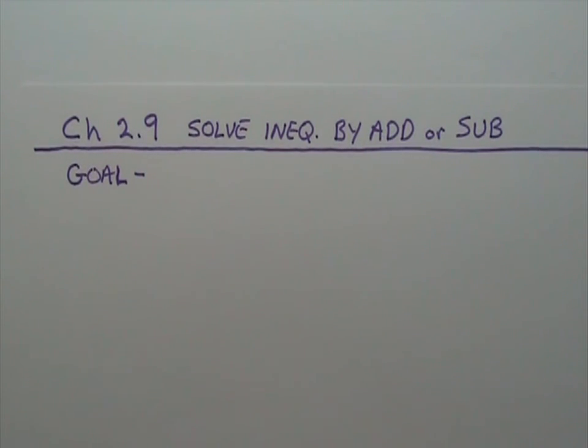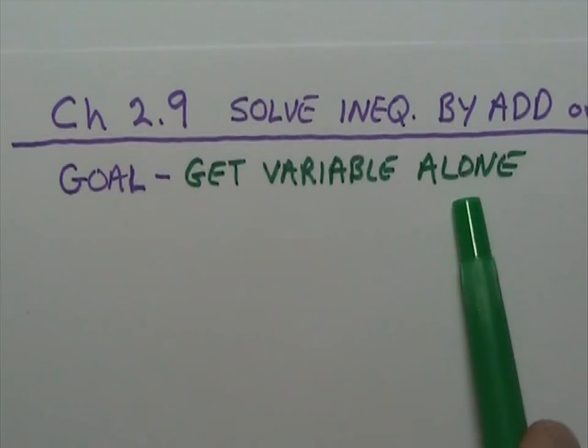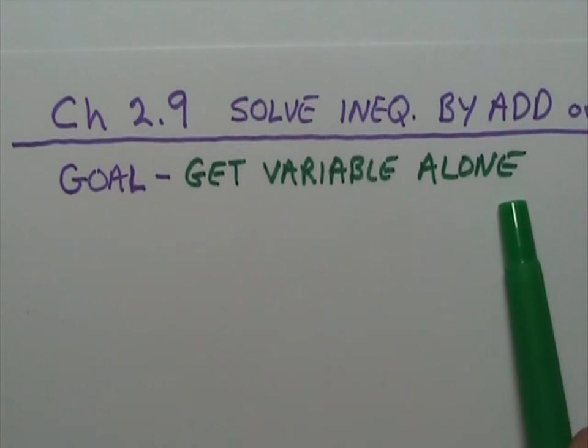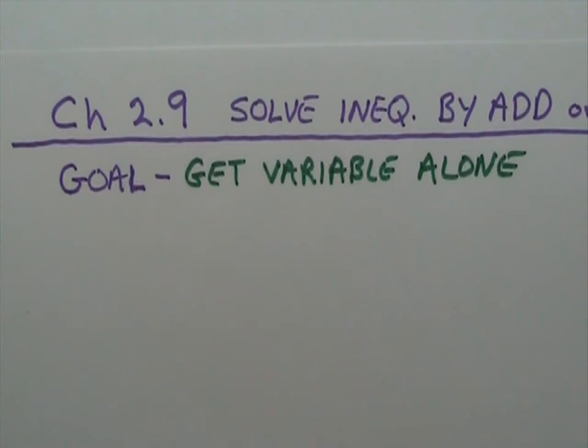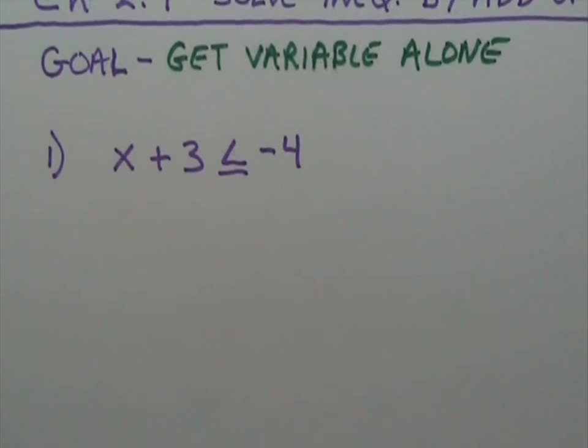The goal is the same as it was when we did equations. And that goal is to get the variable alone, all by itself. We'll do 4 examples. Here's our first one.